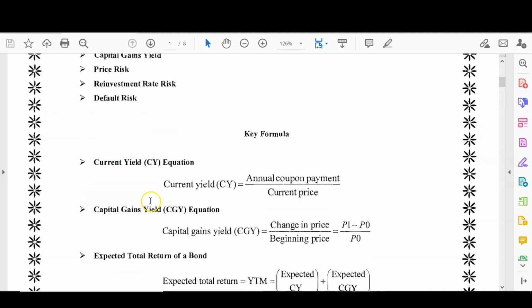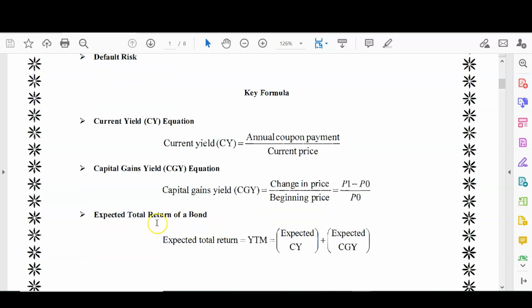The key formulas in this lecture are how to calculate current yield or capital gains yield for a bond. And when we add up these two yields, it equals yield to maturity, or the expected total return of a bond.